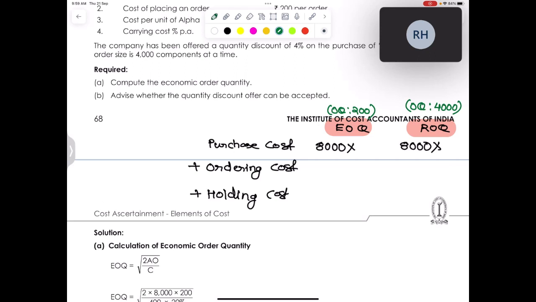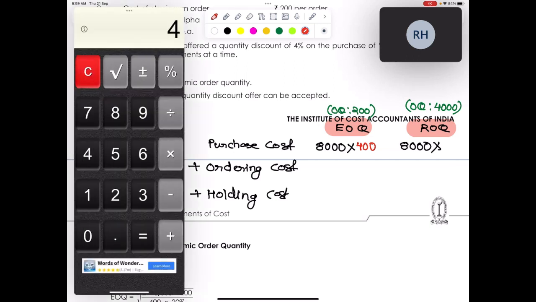So now, my dear student, please listen very carefully. When I am purchasing 200 units at a time, I will be offered no discount. So the purchase price will be rupee 400. But if I order 4,000 units at a time, then I will be provided 4% discount: 400 minus 4%, so it will be equal to 384 rupee. Clear? Chalo.